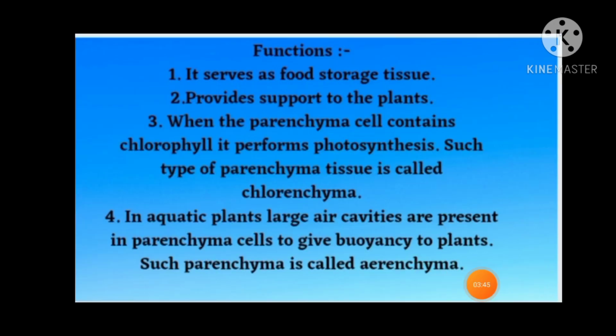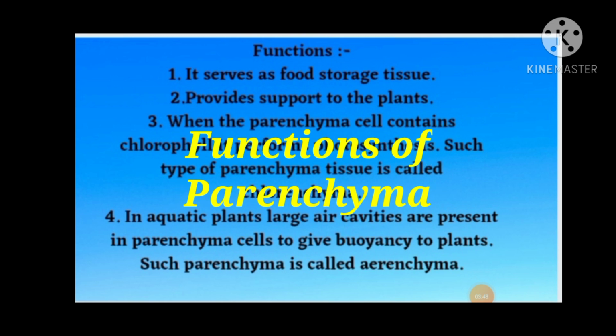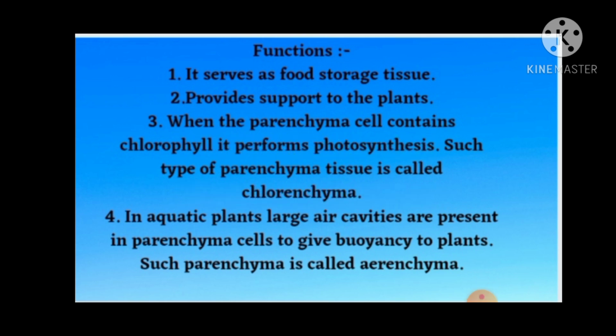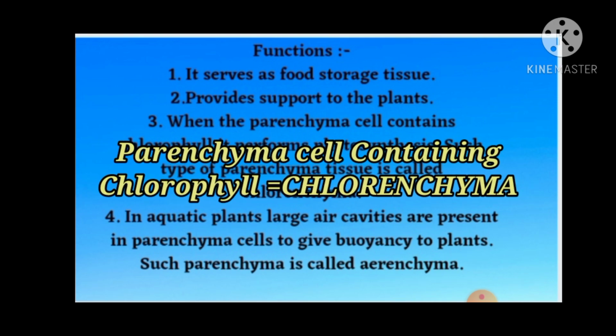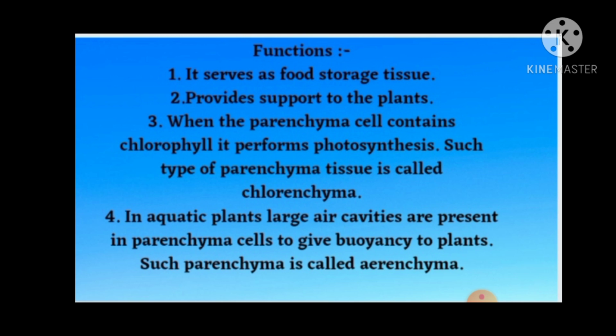So students, now let us study about the functions of parenchymatous tissue or parenchymatous cells. What is its function? First function, it serves as a food storage tissue. Second function, it provides support to the plant. Third, when the parenchyma cell contains chlorophyll, it performs photosynthesis. Such type of parenchyma tissue is called Chlorenchyma. Fourth, in aquatic plants, large air cavities are present in parenchyma cells to give buoyancy to the plants. Such parenchyma is called Aerenchyma.